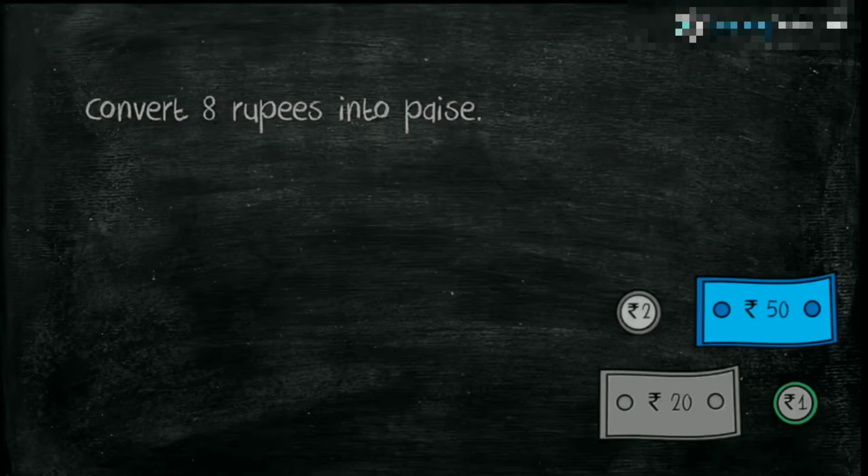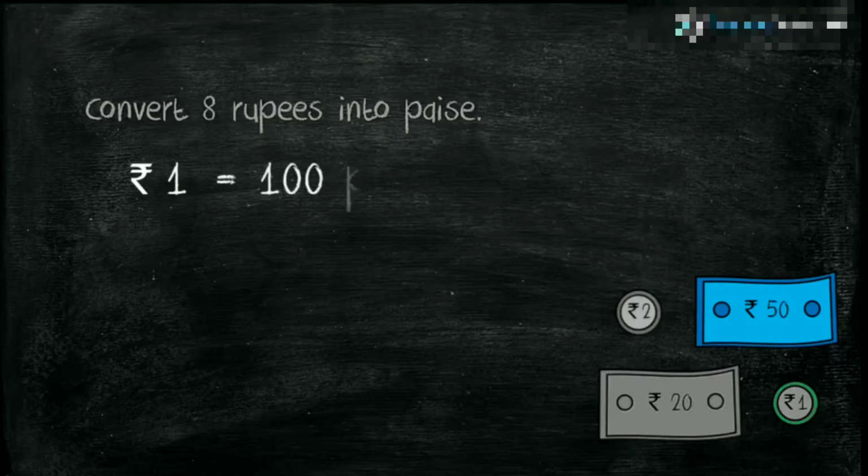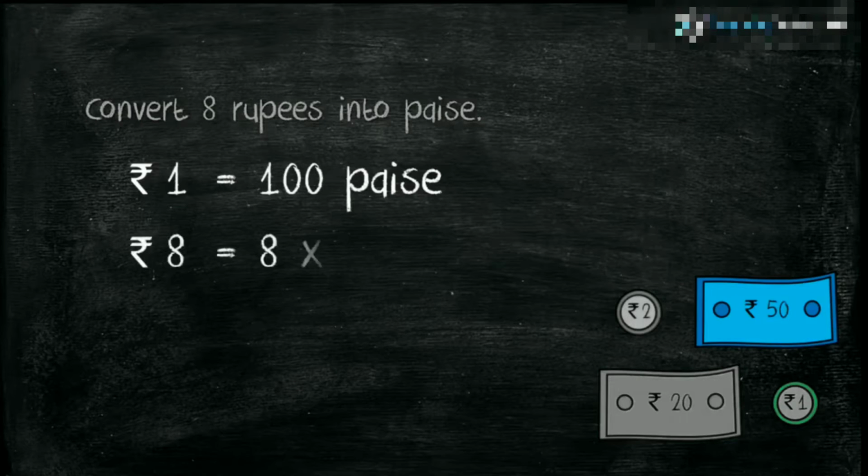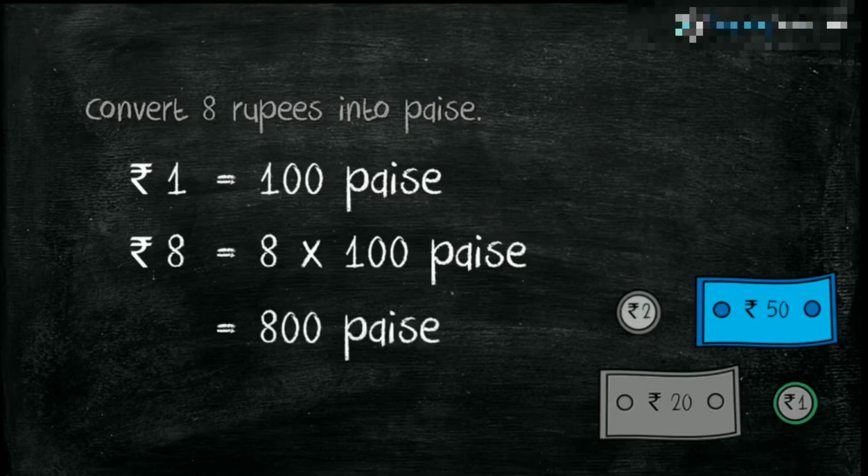Question 1 is convert 8 rupees into paise. Students, we just learned that 1 rupee equals 100 paise. So 8 rupees equals 8 into 100 paise, which equals 800 paise. So students, 8 rupees equals 800 paise.